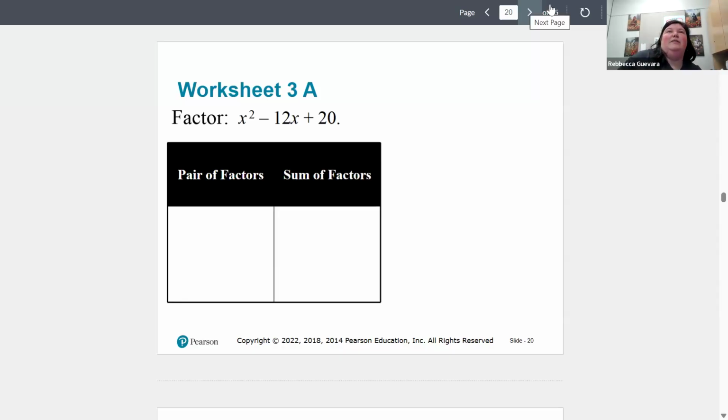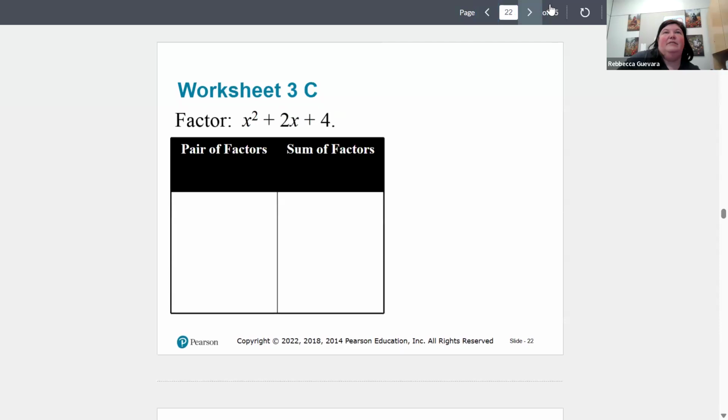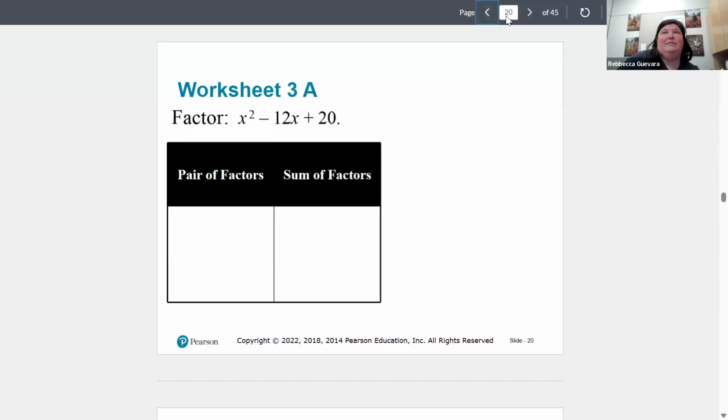So on your worksheet, work on A, B, and C. I don't remember if there was a B. And then come back and we'll go through A, B, and C. So worksheet number 3.